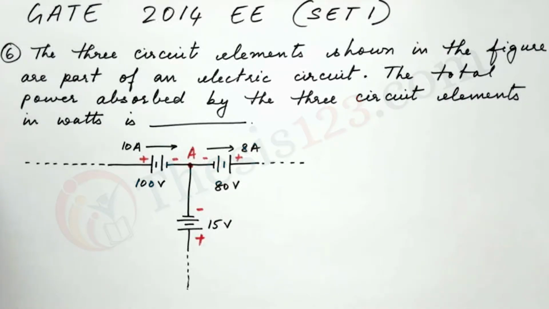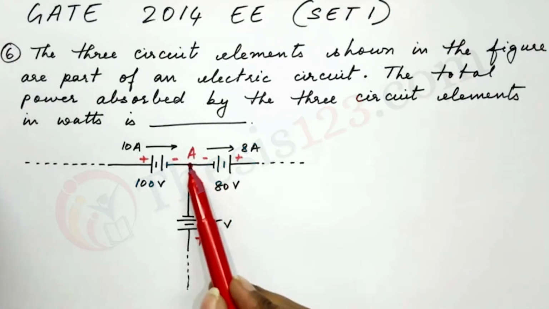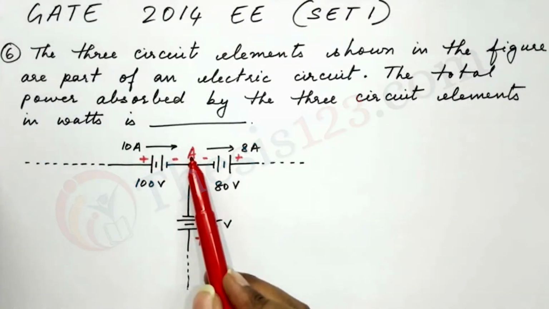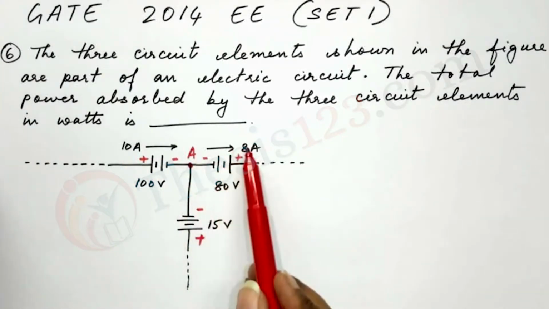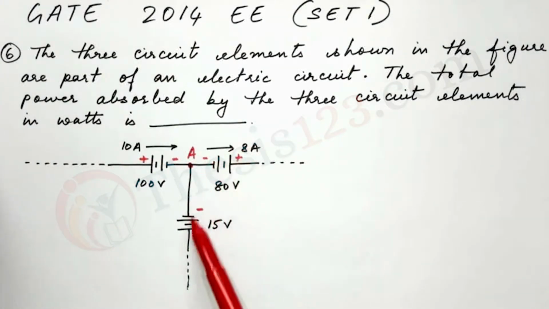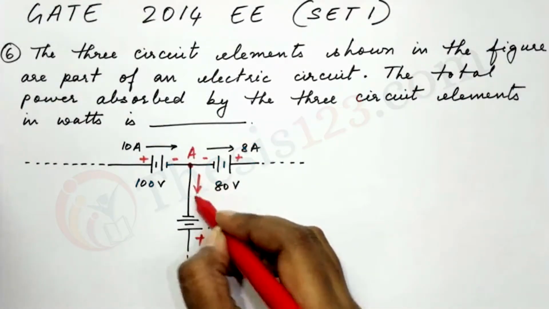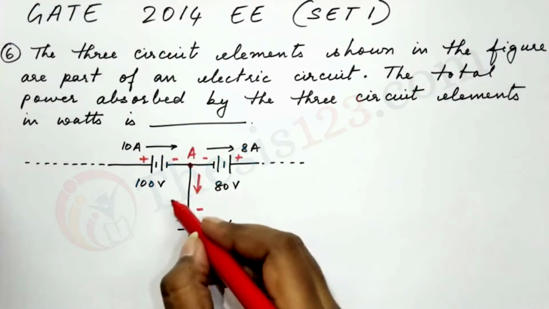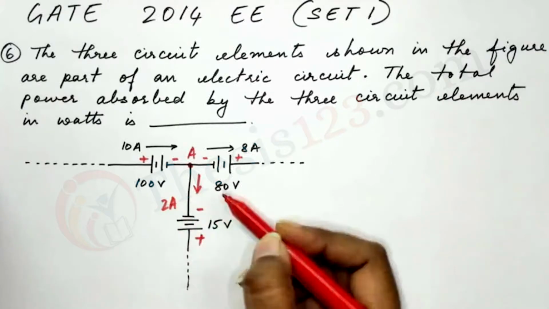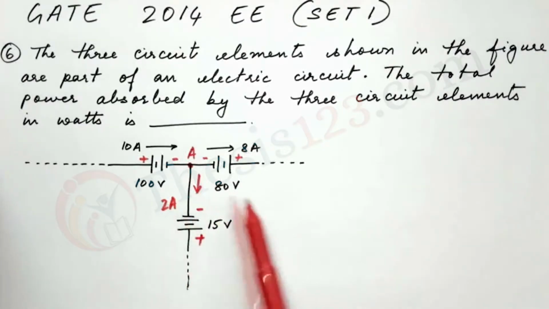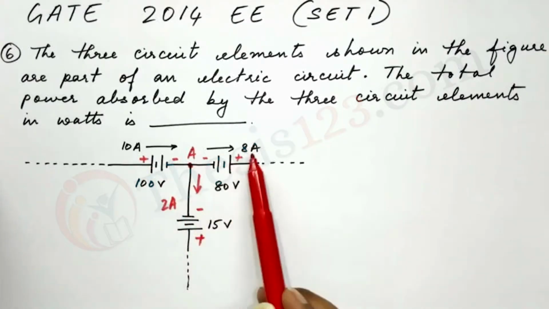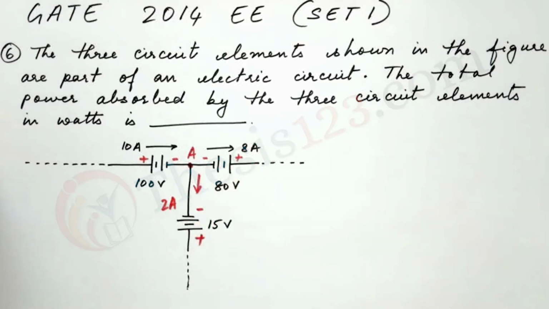That statement says that the algebraic sum of the incoming currents at a node equals the algebraic sum of the outgoing currents. So in this case, if we consider the node A, the incoming current is 10 amps. So what would be the outgoing currents here? If this is 8 amps, then the rest of it would be passing through this branch here, and that would be 2 amps. Do you see? So that's 10 amps coming in, 8 and 2 going out.